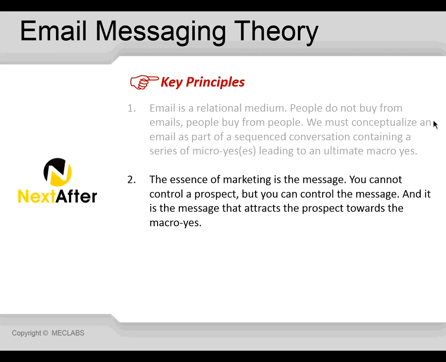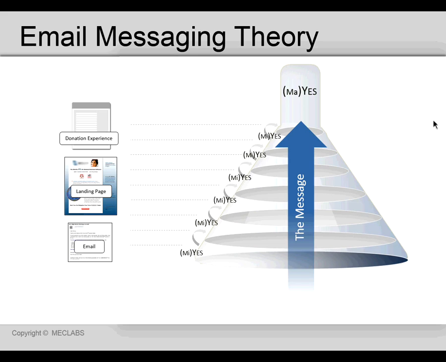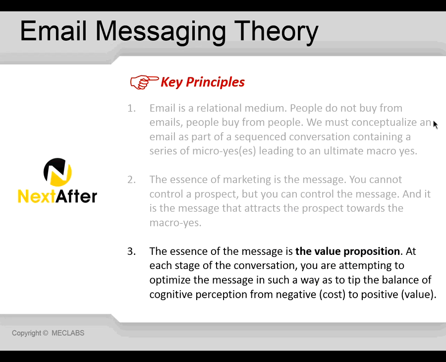Key point number 2. The essence of marketing is the message. We can't control the prospect, what they do, but we can control the message. And it is the message that attracts our prospects or prospective donors to the ultimate goal of giving a financial contribution to our organization. So in the context of this inverted funnel, we see that the force that propels people through these series of micro decisions that leads to the macro decision is the message.